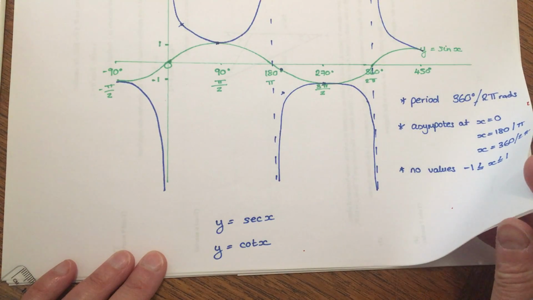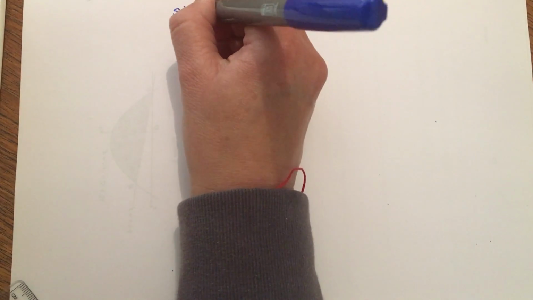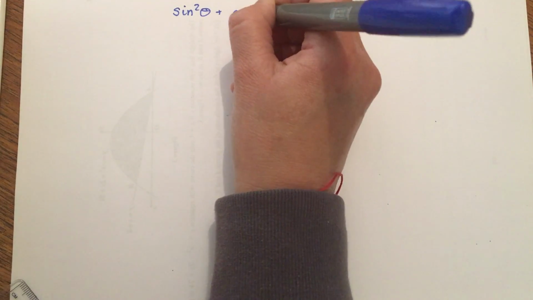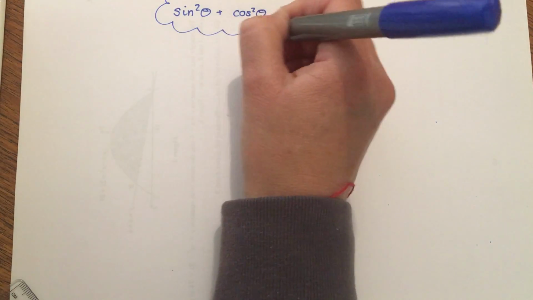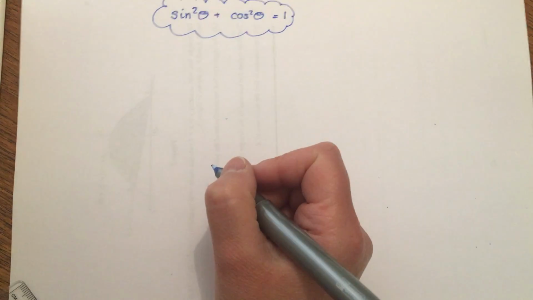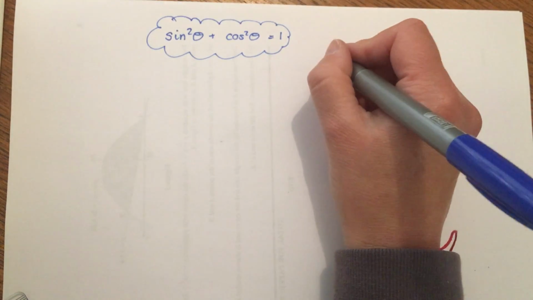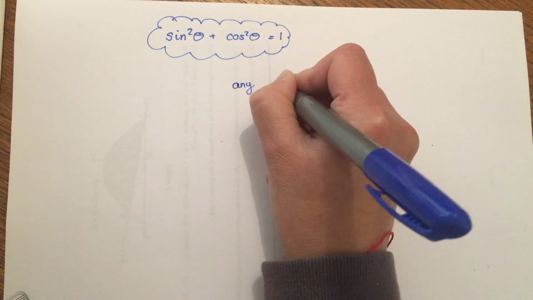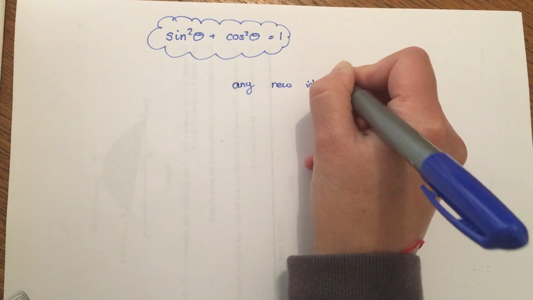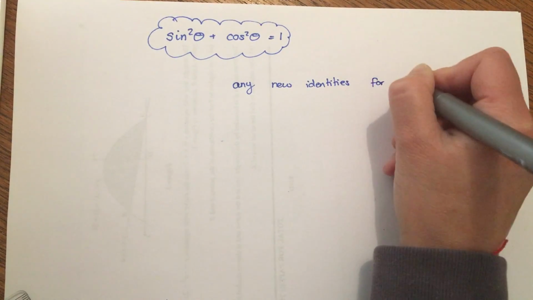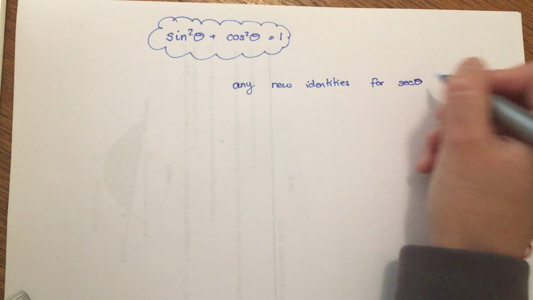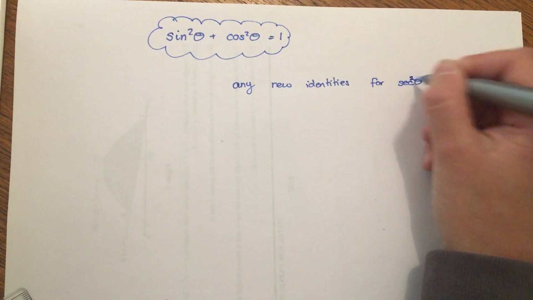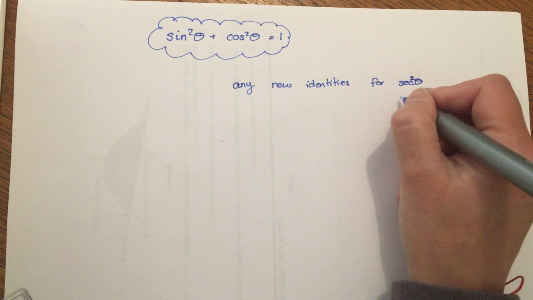And then finally, for your final bonus, I would like you to think about this. So you know the identity sine squared theta plus cos squared theta equals 1. That is a given thing, you know it, you love it. I would like you to see if you can use this identity to derive any new identities for sec, or specifically actually it'd be sec squared really, for sec squared and for cosec squared.